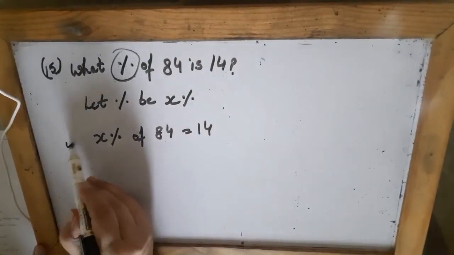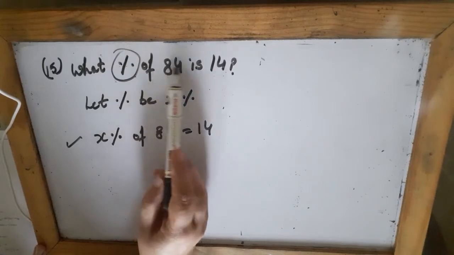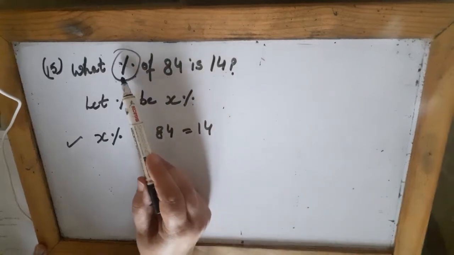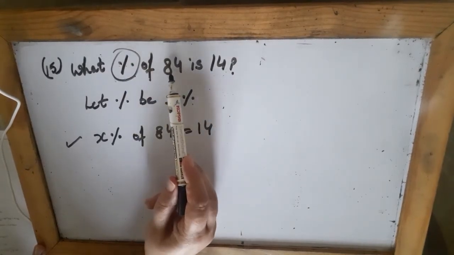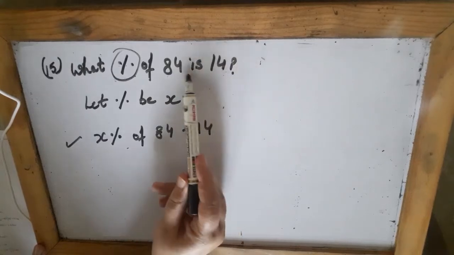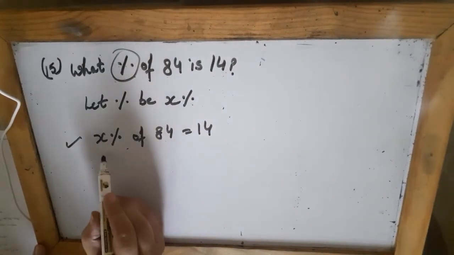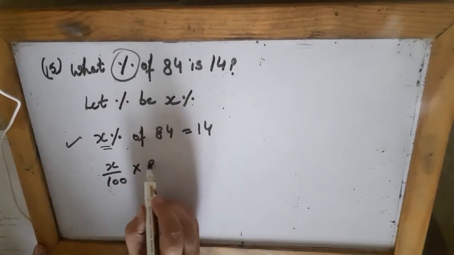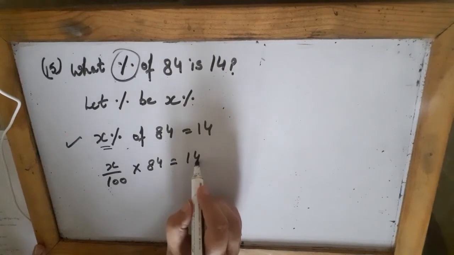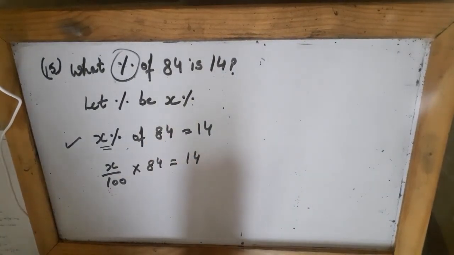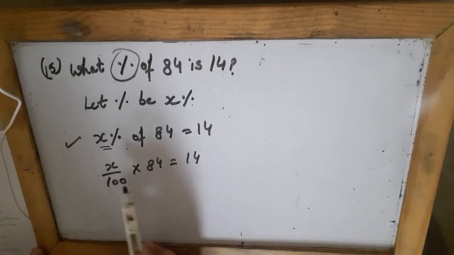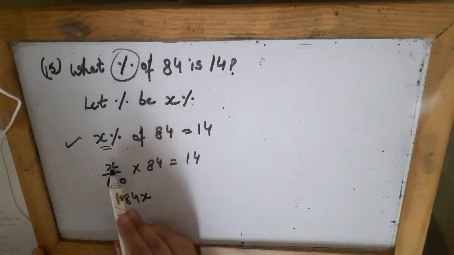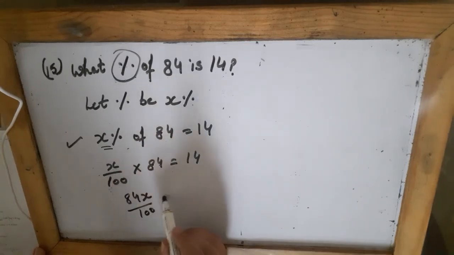So I have written this as an equation. Just read this and form the equation. What percentage? I have taken the percentage as x percent. So x percent of 84 is 14. x percent means I'll convert this into a fraction: x upon 100, multiplied by 84 is equal to 14. So when you multiply 84 and x, it becomes 84x. Numerator with numerator, 84x upon 100 is equal to 14.